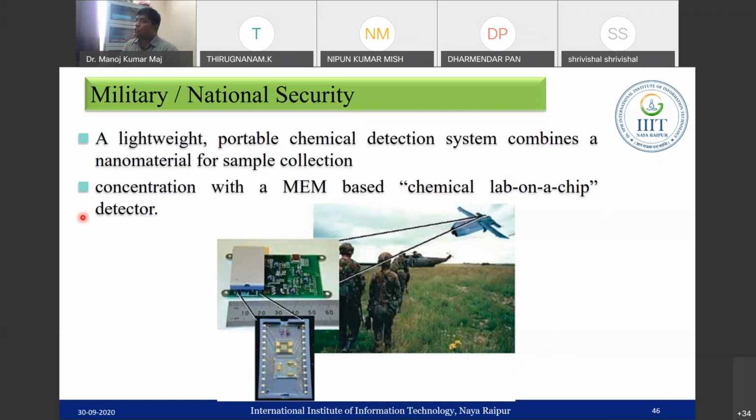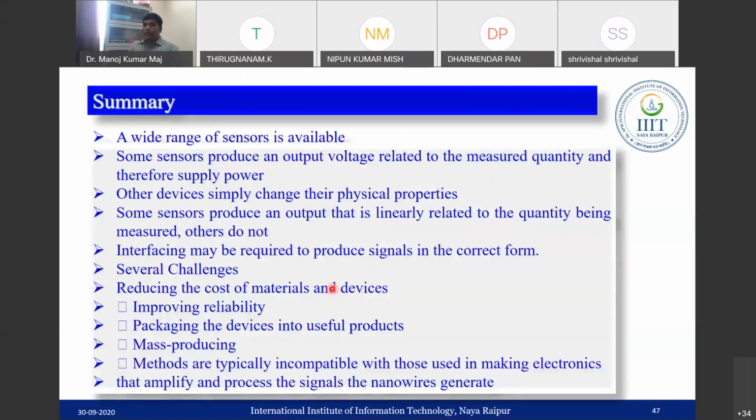Chemical lab on chip means that whenever we are assembling the different kinds of components on a chip, like the on-chip material, that is called the chemical lab on chip. This way we can develop some kind of VLSI chip or nano chip in the future, and it can be very useful for that. So this is the end of my slide.